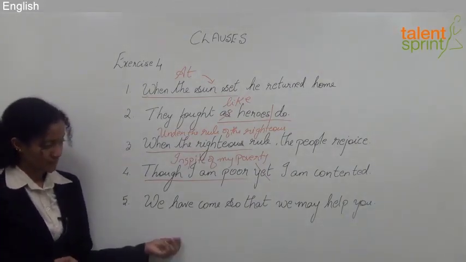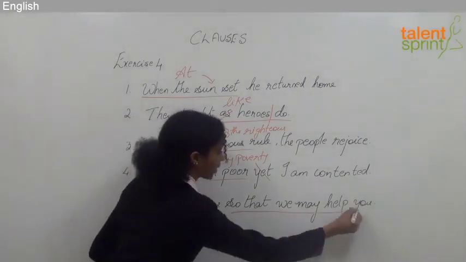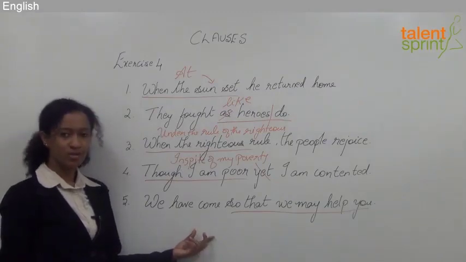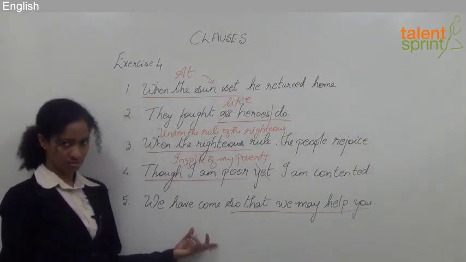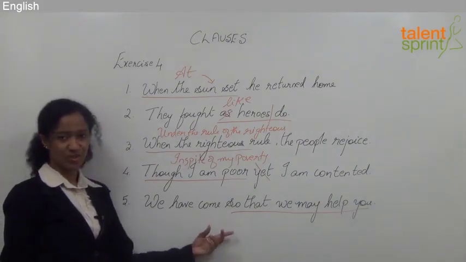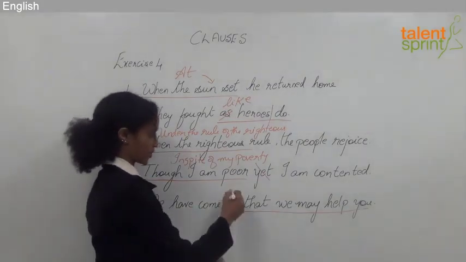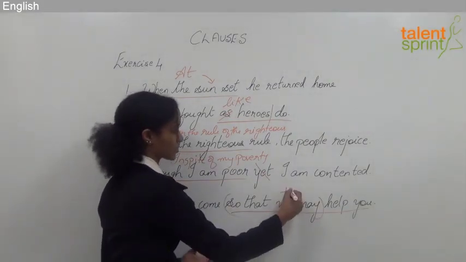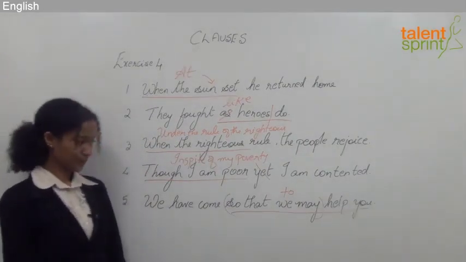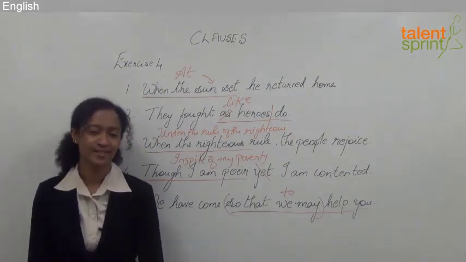We have come so that we may help you. So that we may help you is the adverb clause, talking about purpose, right? Why did we come? Because we want to help you. So if I have to change this to a phrase, we have come, this whole thing, I can just replace it with to. We have come to help you. That's a phrase, right? Okay. Alright, so let's move to the next exercise.